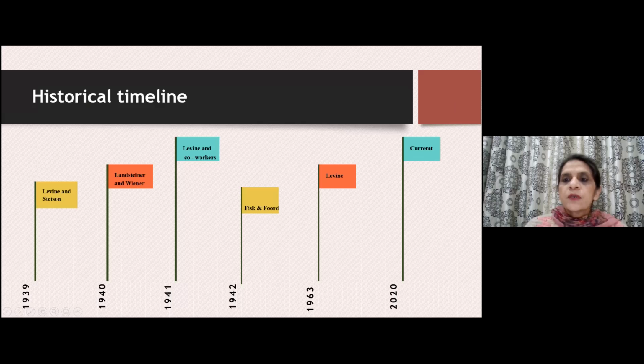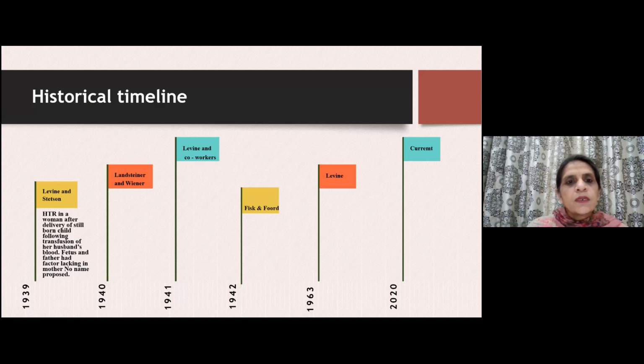If we look at the historical timeline, it dates back to 1939, when Levine and Stetson discovered a hemolytic transfusion reaction in a woman after delivery of a stillborn child, following transfusion of her husband's blood. The fetus and father had a factor which was lacking in the mother. However, no name was proposed at this stage.